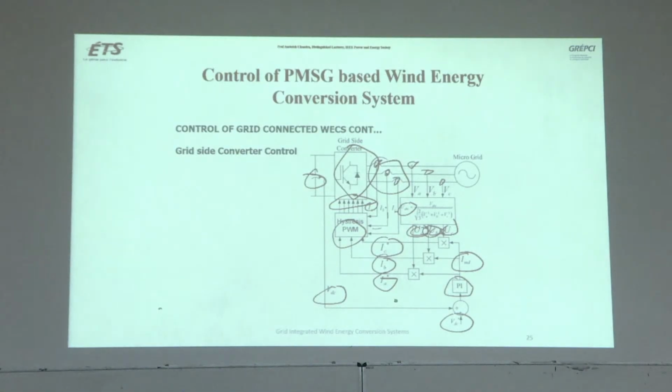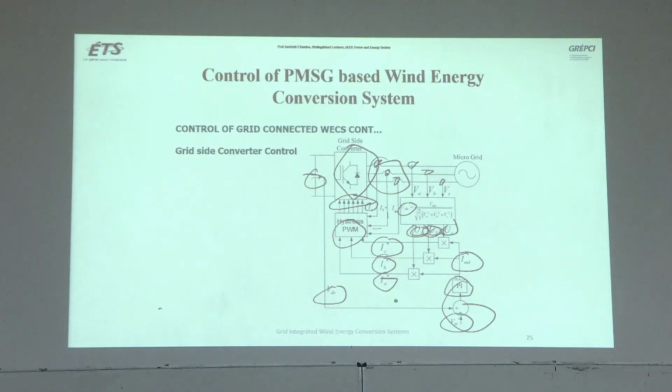So what is basically happening? You are trying to keep the VDC constant. So how will you keep the VDC constant? Because from the other side, power is constantly being shifted to the DC link, and your objective is to keep the VDC link voltage constant. So power will be transferred from the DC link to the grid automatically.